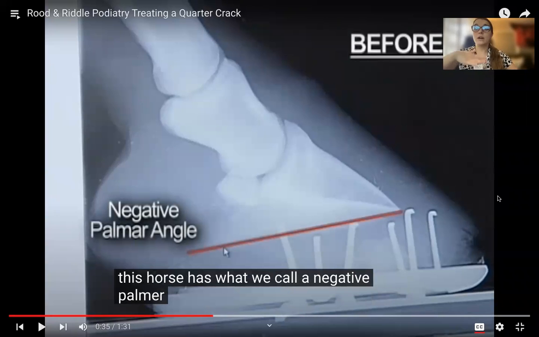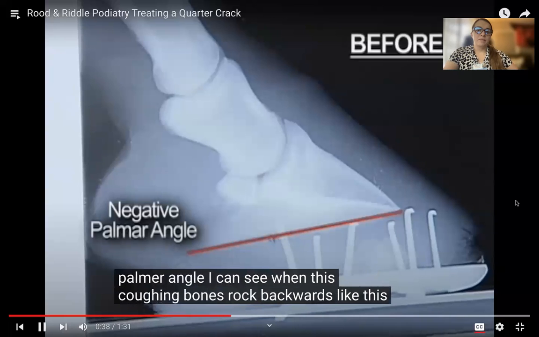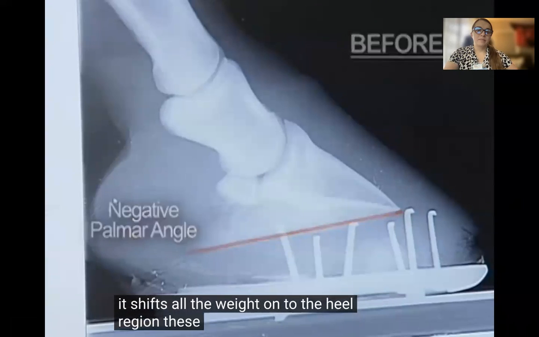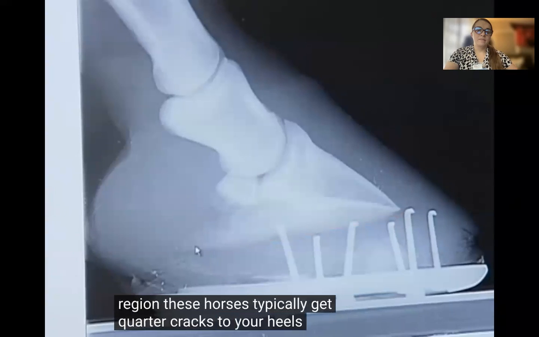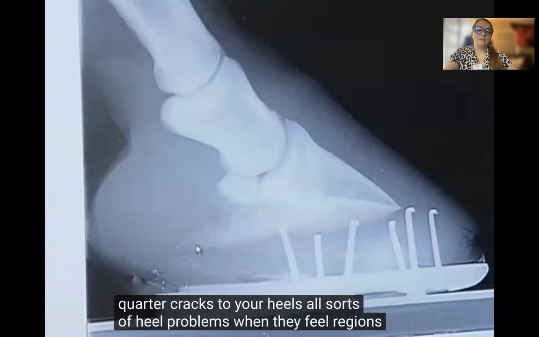They're going to look at, okay, where is that coffin bone, which is this bone right here? That's the bone that's found within the hoof. Where is it sitting? Where are the angles at? Ideally, we don't want a negative palmar angle. This is where we're getting a lot of pressure on the heel. You can see when this coffin bone rocks backwards like this, it shifts all the weight onto the heel region. These horses typically get quarter cracks, sheared heels, all sorts of heel problems.